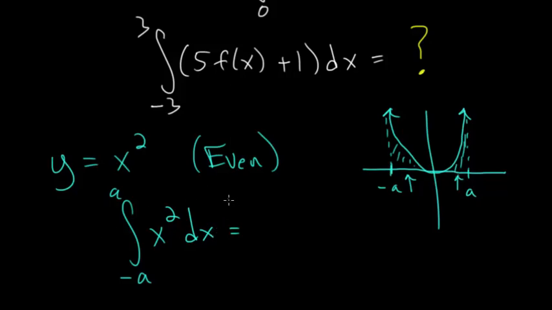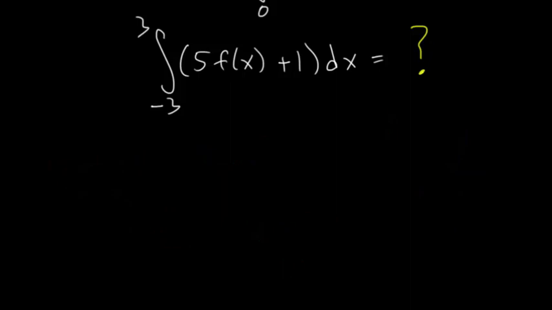So we could rewrite this integral as twice the integral from 0 to a of x squared dx. Since, like I said, this area here and this area here are equal to each other, we can essentially just find the area of one and double it. So let's first make some space and then apply this idea to the integral we have to evaluate.